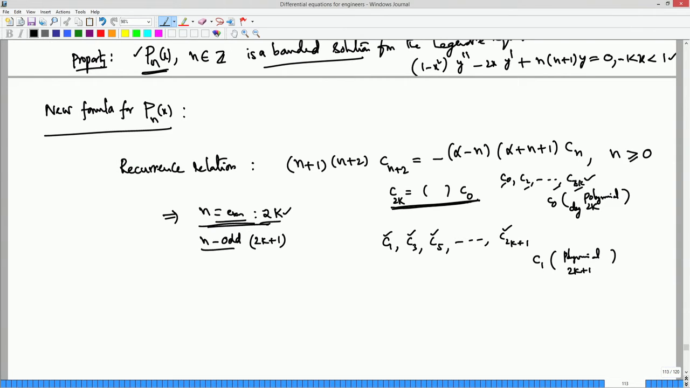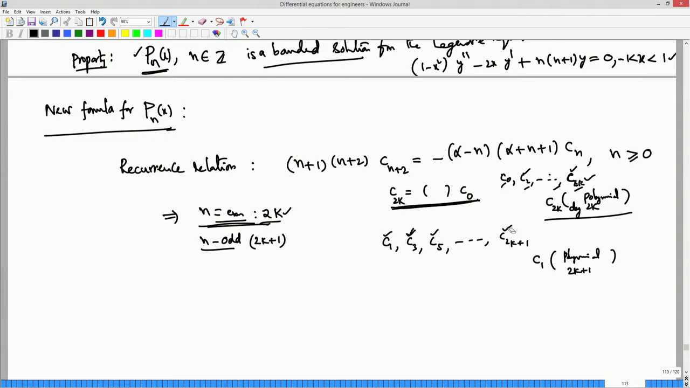To derive the formula for Pn, instead of writing C2 in terms of C0, or C3 in terms of C1, we do the reverse. We consider C2k, and keep it as an arbitrary constant. C2k minus 2 I write in terms of C2k, and going backwards, C2 will be in terms of C2k, and C0 will be in terms of C2k. So finally, instead of C0 you will have C2k, and again you get a polynomial. That is also one way of doing it. We do the same thing.